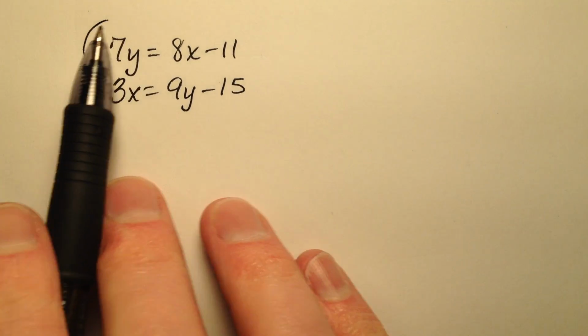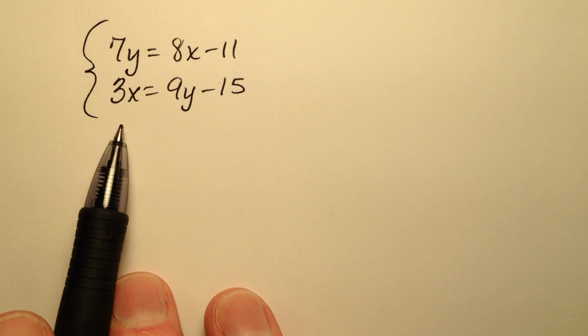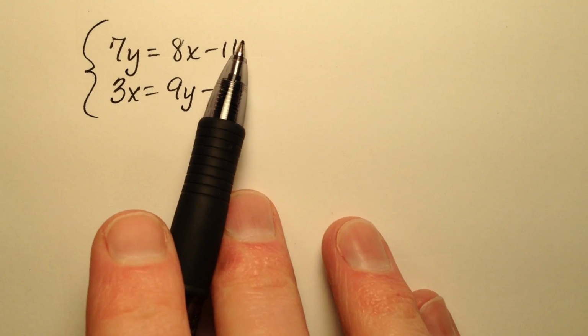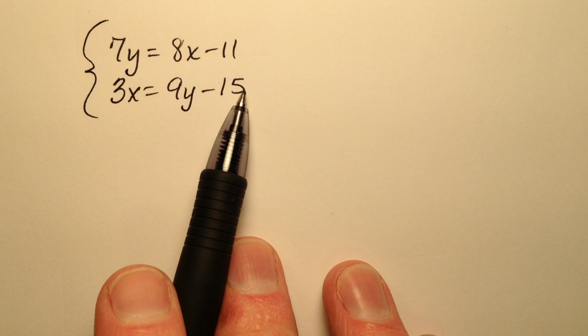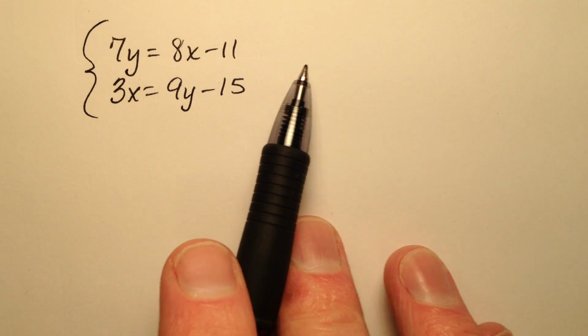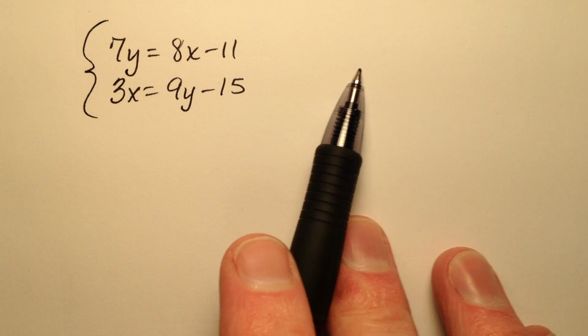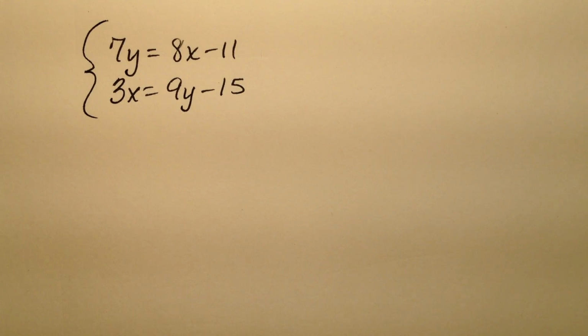In this example, I'm going to solve this linear system using elimination. So the first thing we need to do is make sure that both of these equations are written in standard form. So I have the x and the y on the left side and my constant on the right side.